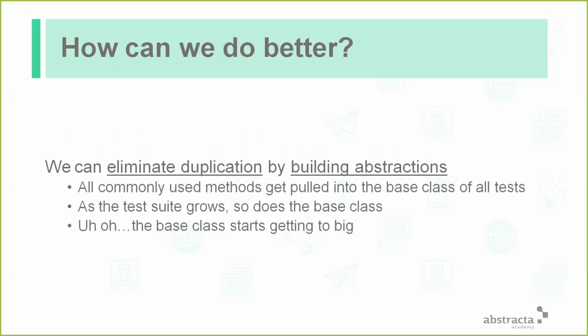So how can we do it better? Well, there are some things we can do. We need to eliminate that duplication, and for doing that, we must build abstractions. If you have common code methods, you have to pull them into a base class. That was the first intention of page object: let's put that in a base class, so all of the tests can access those methods, and all those methods will be only in a base class.